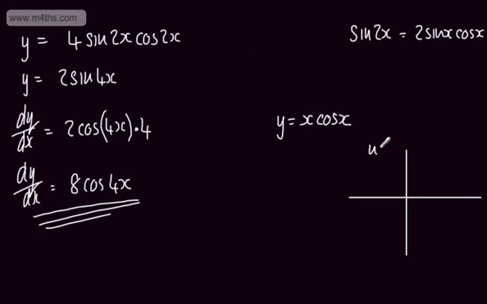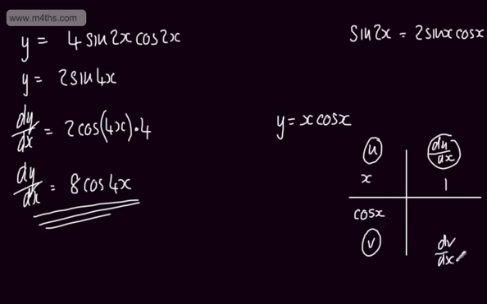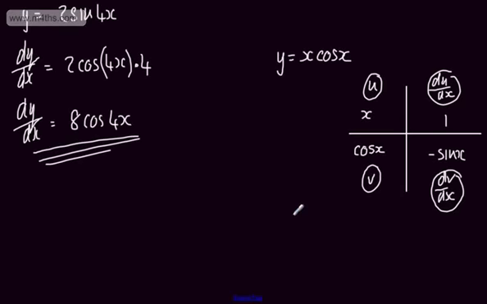We would let u be equal to x. The derivative, as we saw in the video, du dx would be 1. We would take v to be cos x, and the derivative dv by dx would be minus sine x. So if we've got a product, the product rule says if y is equal to u multiplied by v, where u and v are both functions of x, then dy by dx would be equal to v du dx plus u dv dx.